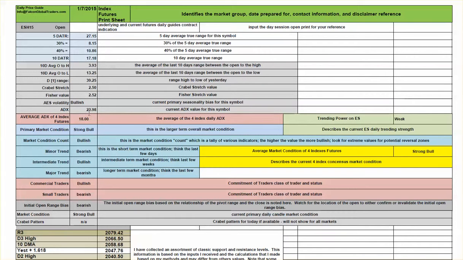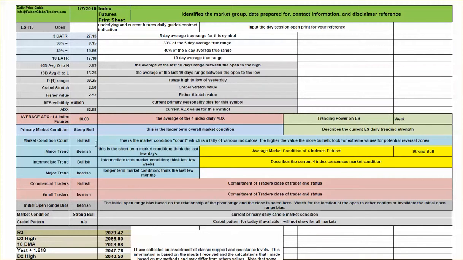Then ADX, obviously ADX goes into how much trend strength, and the higher the number is here, the stronger the trend has been. So that's an indication for you as to what to expect in terms of just how much trending power you have for that particular market. Then I take and average the 4 indices and give an average of the 4 indices' ADX. I take a look at the trending power of the ES and the current ES daily trending strength.